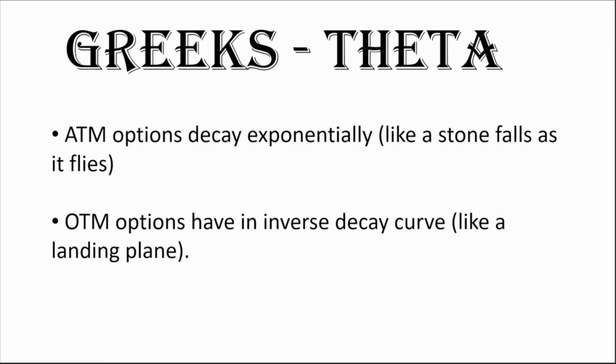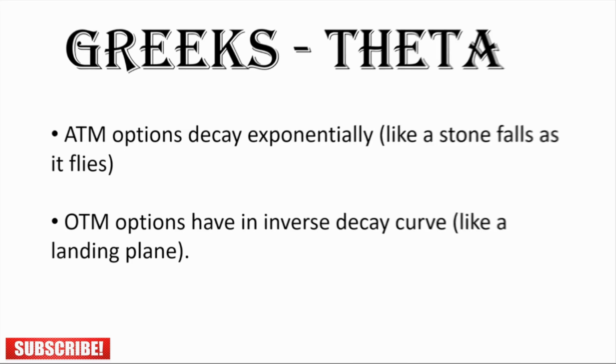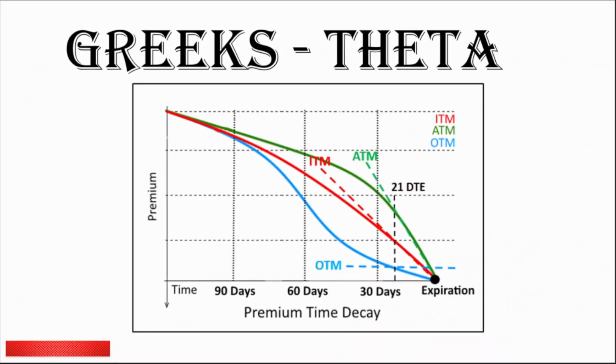One very crucial and important thing to remember, especially if you're going to be an option seller like myself, is that options decay differently depending on whether they are at the money or out of the money. At the money options decay exponentially, with the rate of decay accelerating as it approaches expiration date. Most of the decay happens in the last 21 days.